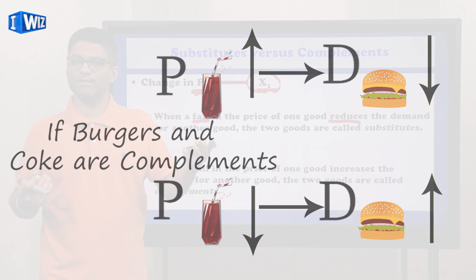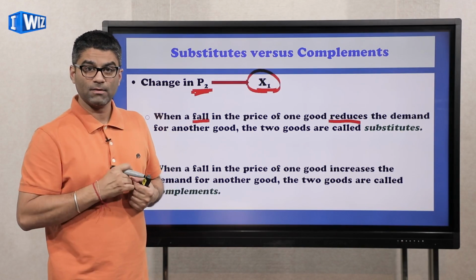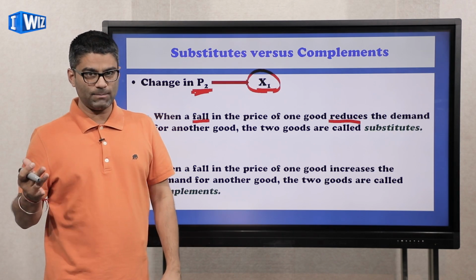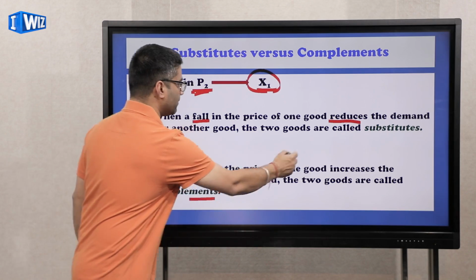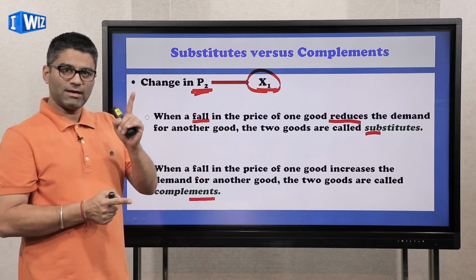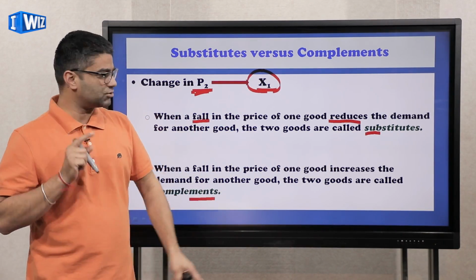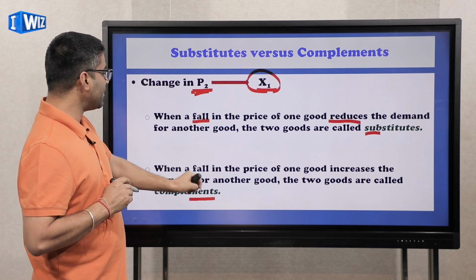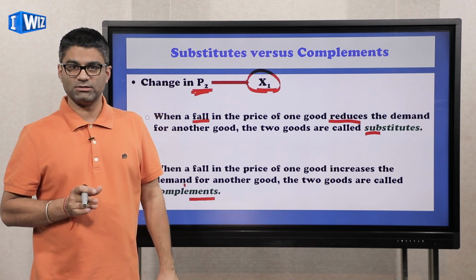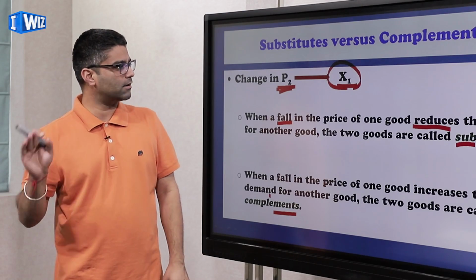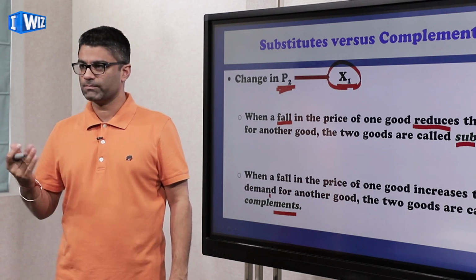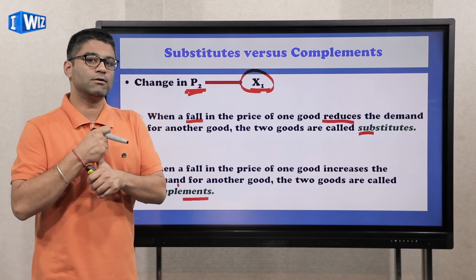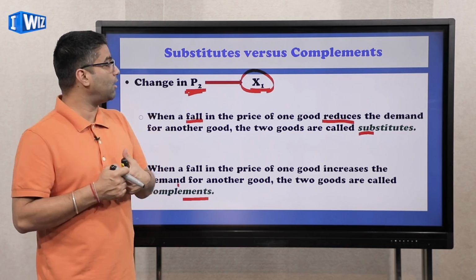Or tennis rackets and tennis balls. If the price of tennis rackets goes up, there'll be fewer tennis balls that are being demanded because you need one to be able to use the other. So that's what we mean by complements and substitutes. If the price and the demand of the other good go in the same direction, they are substitutes. And if the price and the demand of the other good go in opposite directions, they're complements. But again, I would very highly encourage you not to memorize the definitions, but try to think of it in terms of examples.